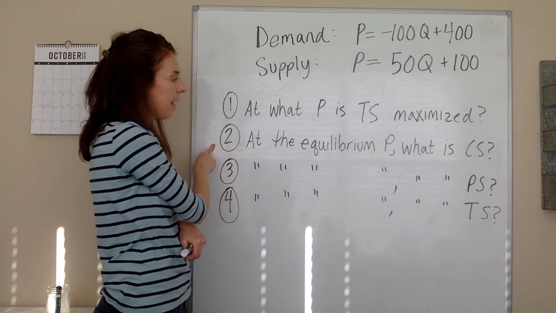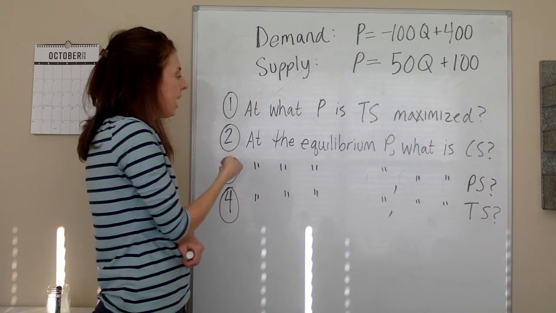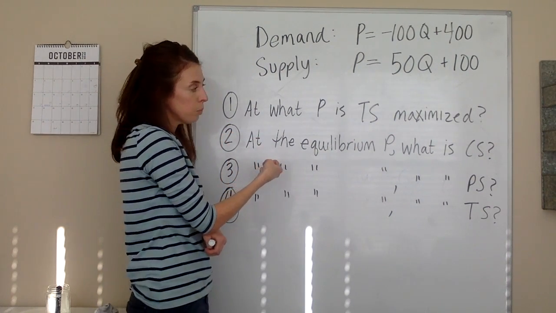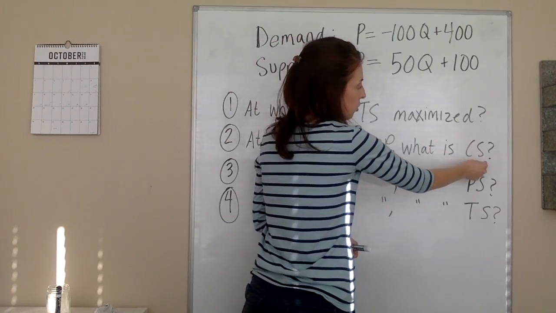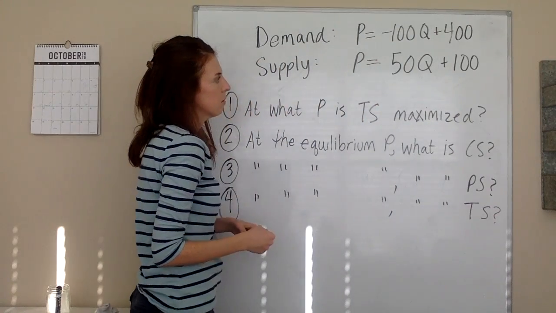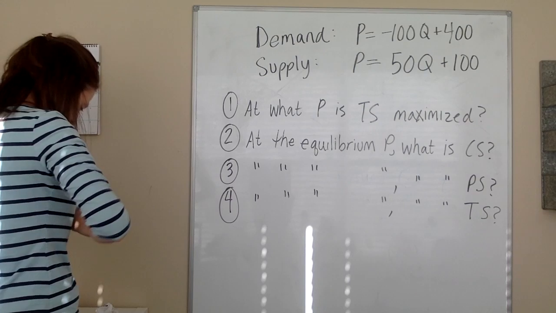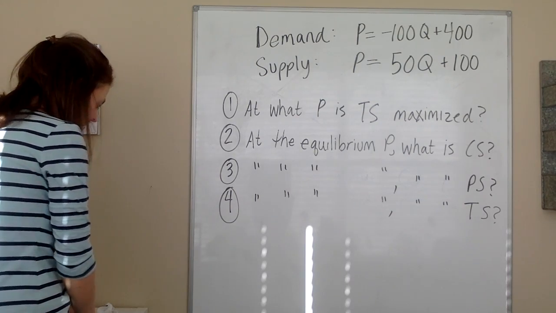Okay, question number 2 is at the equilibrium price. So you're going to take that number that you have from question 1 and answer with that equilibrium price, what is consumer surplus, and then after that, what is producer surplus, and then after that, what is total surplus. Okay, here is what you're going to need to do to solve for that. And here's where I'm going to help you substantially, hopefully.